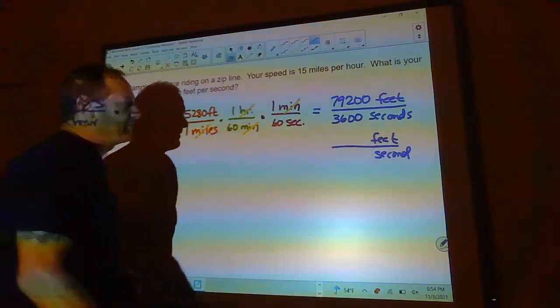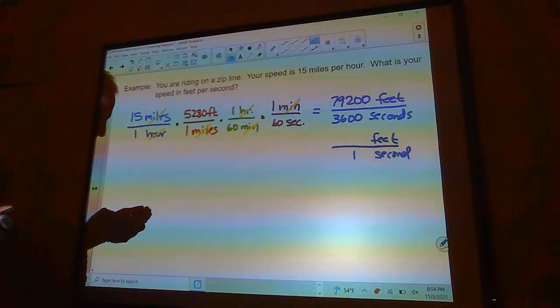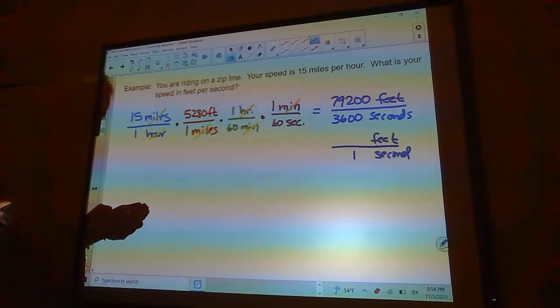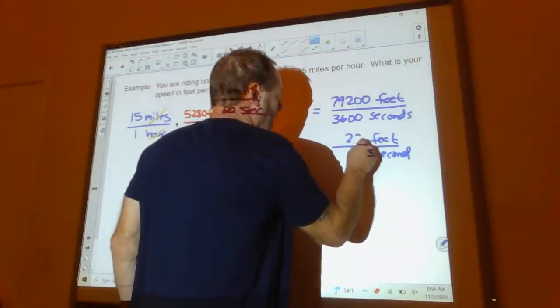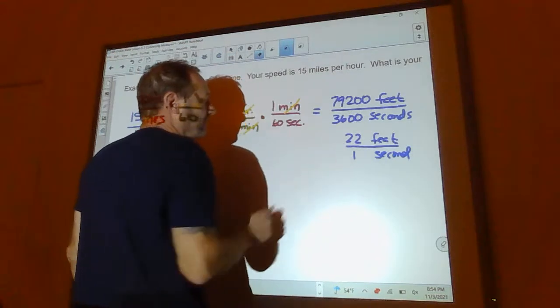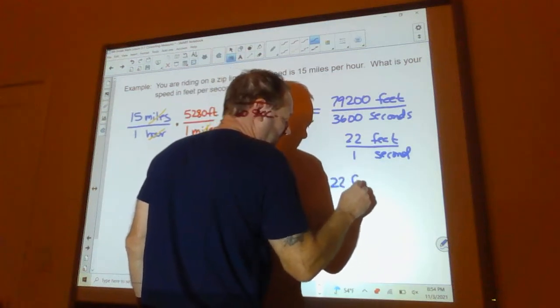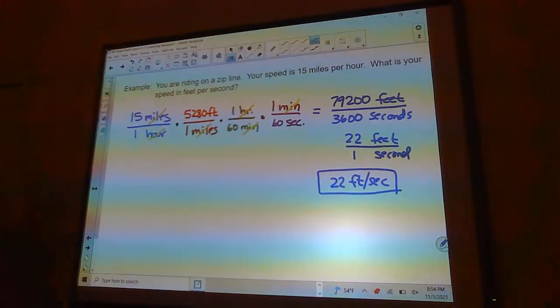Okay, now I want this to be 1 second on the bottom, so I'm going to divide 79,200 by 3,600. And that comes out, oops, I think I had a mistake here. Comes out to 22. Okay, so I have 22 feet for every second. Usually we write that like this, 22 feet per second, like that. Now that one was a little bit different than the other ones that we did. Okay. So there you go.